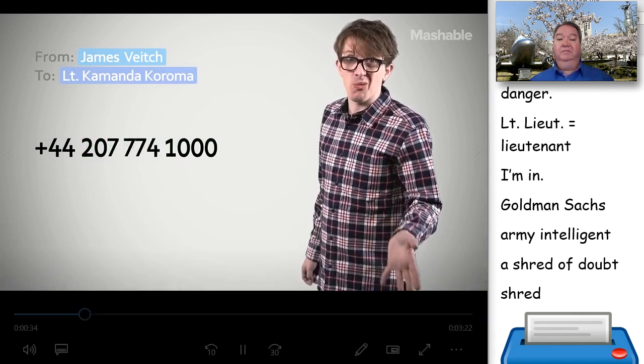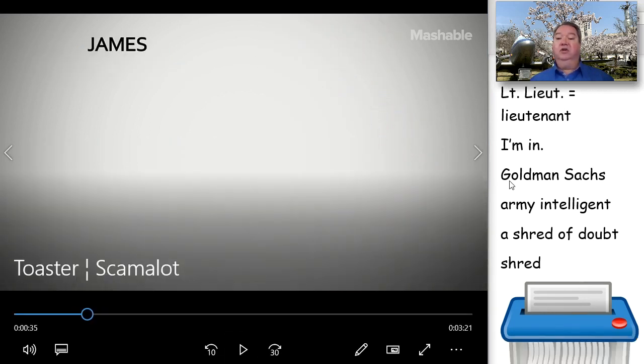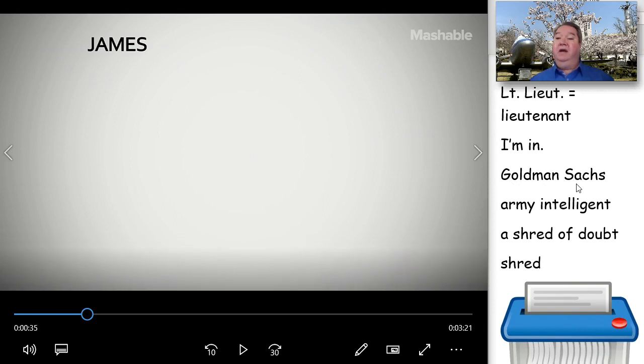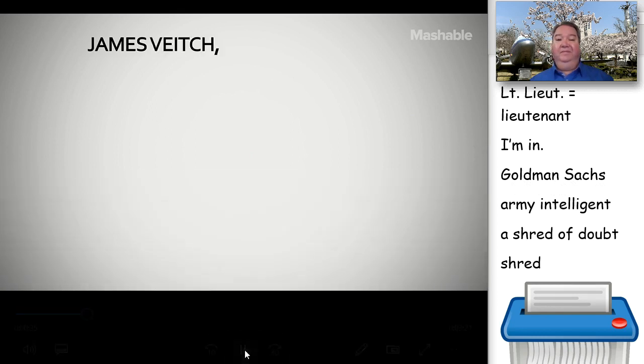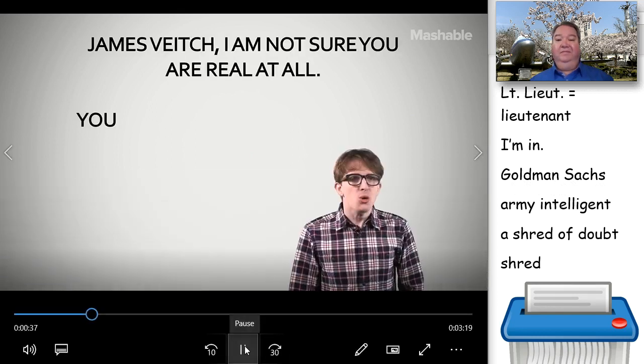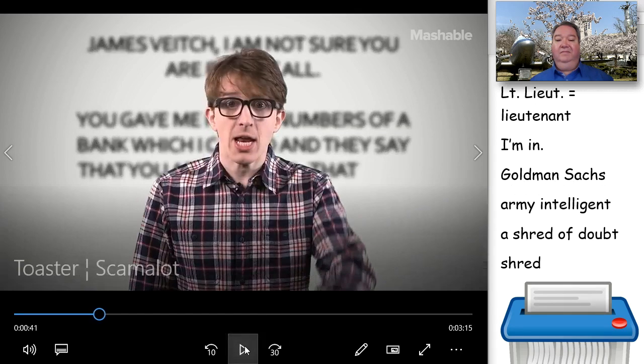I gave him the phone number of Goldman Sachs, the bank. So was this James Veitch's real number? Of course not. But he gave him an actual phone number of the bank. He said, James Veitch, I'm not sure you are real at all. You gave me phone numbers of a bank which I called, and they say that you are not real.